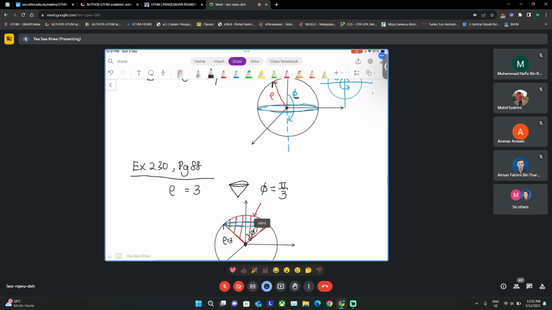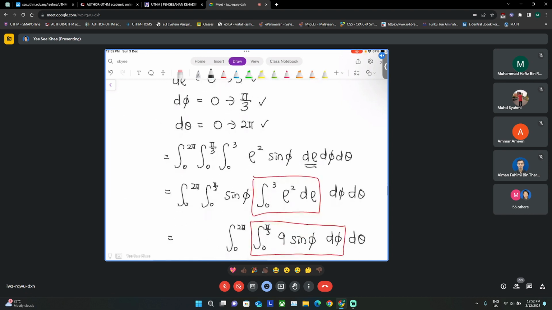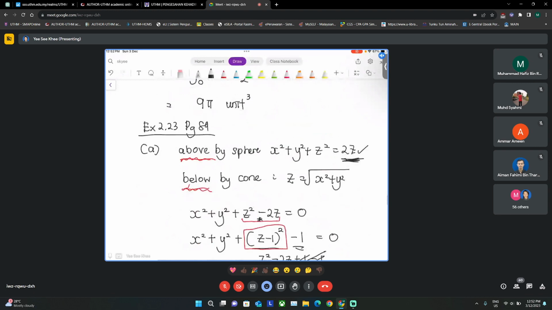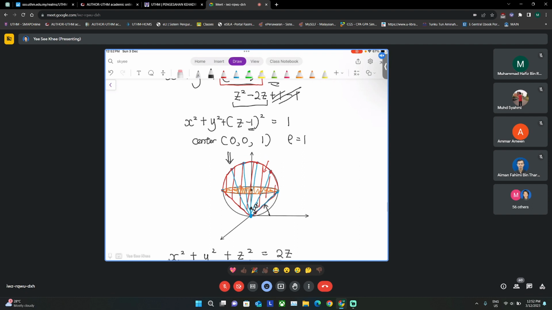For the direct questions, when you have been given the rho, given the phi, you can do the calculation very easily. But if it doesn't give you anything, but just gives you the solid, you have to read the questions. What is above? What is below? Draw the 3D structures out. Identify which part you want to find the volume.